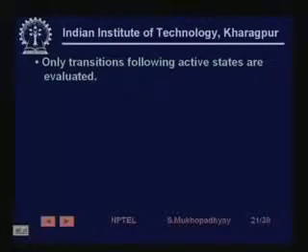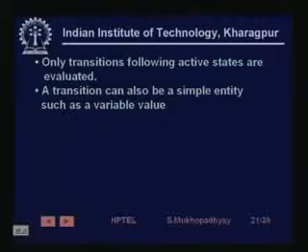Only transitions following an active state are evaluated. When you are in a state which is already active, only certain transitions can occur, so only those transitions need to be evaluated. A transition can either be a program itself embodying very complicated logic, or it can be a simple variable, like in our example, which is simple enough.